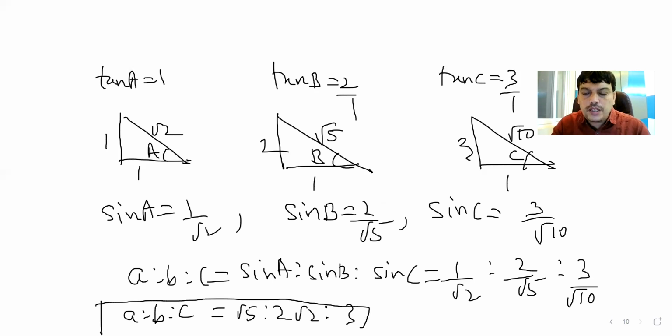Yeah, so the problem is solved. But I used one result, tan A plus tan B plus tan C equal to tan A tan B tan C, which was discussed in the previous chapters. So let me just show how we got that once anyway.